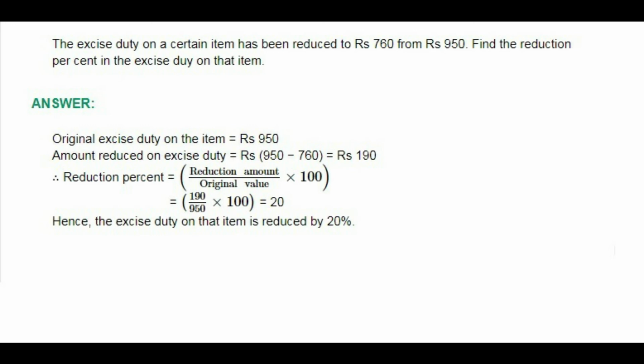So the formula to find the reduction percent is reduction amount by original amount into 100, right? Just like that formula, increase or decrease value by original value into 100. So the reduction amount is 190, originally it was 950, right? So 190 by 950 into 100 is coming as 20%. So how much percent is it reduced? It is reduced by 20%.